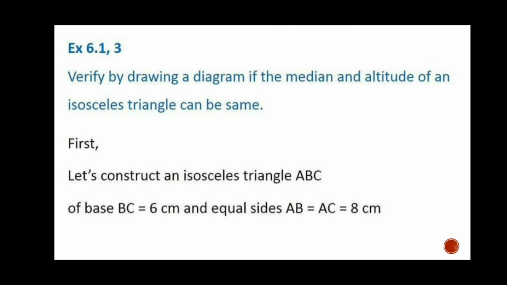Now the last question of this exercise is: verify by diagram if the median and altitude of an isosceles triangle can be the same. So we have to prove that in an isosceles triangle the median and the altitude are the same. First let's construct an isosceles triangle ABC, in which we take for example BC as 6 centimeter, and in an isosceles triangle we know there are two equal sides. So let's say AB and AC are equal to 8 centimeter. Let's draw the isosceles triangle.